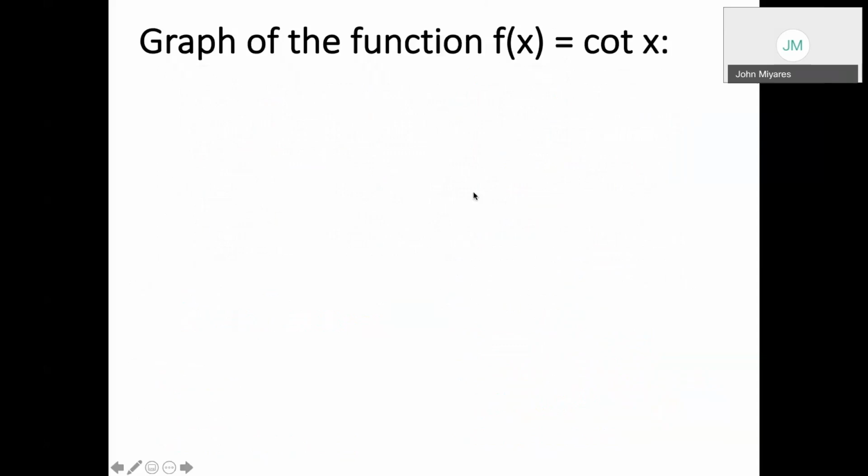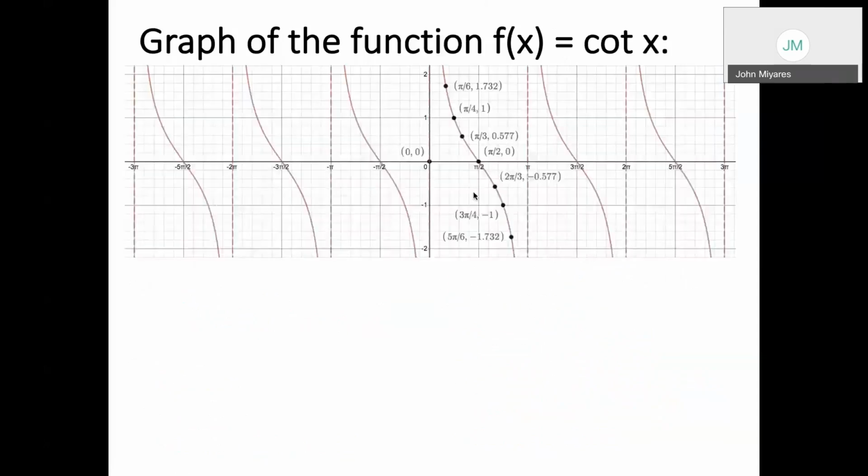The cotangent graph has some very similar features to the tangent graph because tangent and cotangent are reciprocals of each other. You might think at first glance that the cotangent graph is just the tangent graph flipped upside down, but that is not the case. Remember, the tangent of 0 is 0, but the cotangent of 0, its reciprocal, is going to be undefined. So wherever the tangent values were 0, the cotangent is going to be undefined.